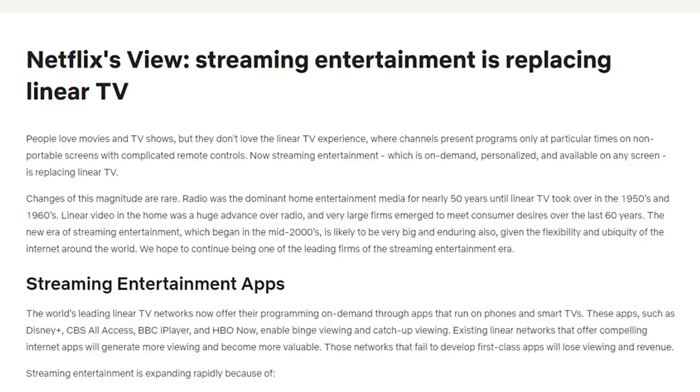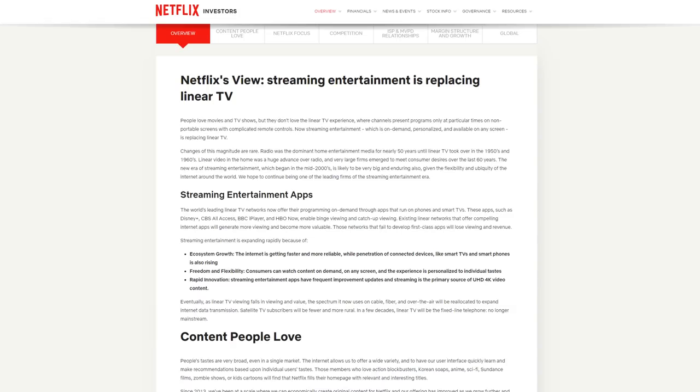They say further on, changes of this magnitude are rare. Radio was the dominant home entertainment media for nearly 50 years until linear television took over in the 1950s and 60s. Linear video in the home was a huge advantage over radio, and very large firms emerged to meet consumer desires over the past 60 years. The new era of streaming entertainment, which began in the mid-2000s, is likely to be very big and enduring also. So do you see how much you can learn just from reading 2 paragraphs of their long-term view here? They believe that this type of streaming is going to be extremely transformative to the way that people consume entertainment. And you can already see that playing out.